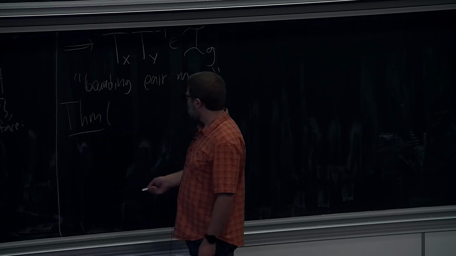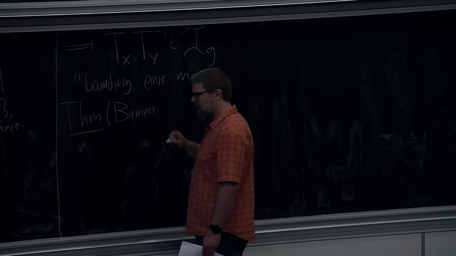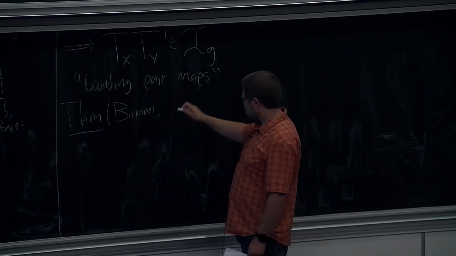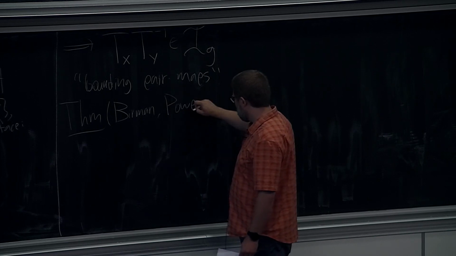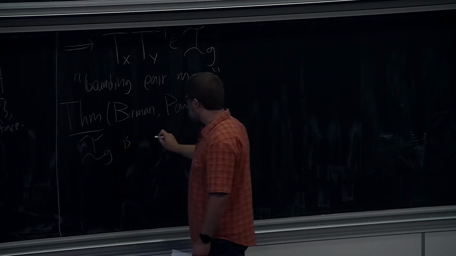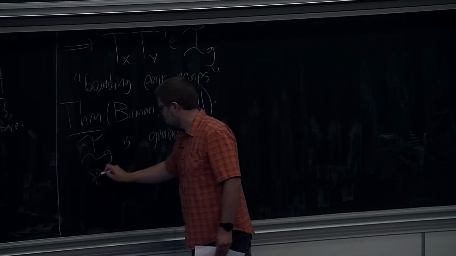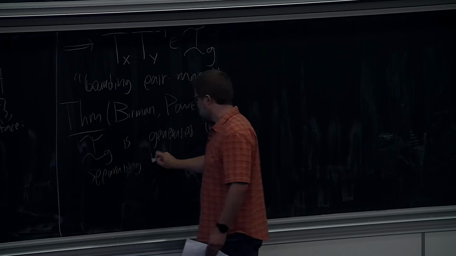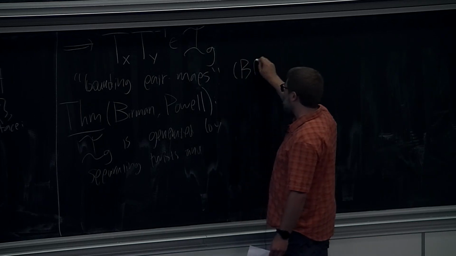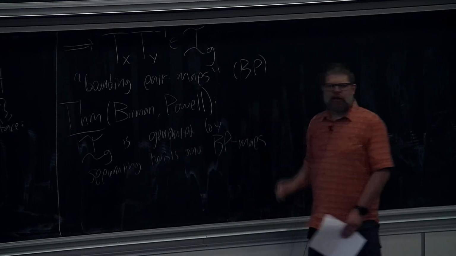This was due, a large percentage of this is an enormous calculation that was done by Joan Birman in the early 60s, or maybe late 60s, and then completed by her student Jerry Powell. It says that Torelli, I_g, is generated by separating twists and bounding pair maps. We sometimes call those BP maps. So this gives you generators.